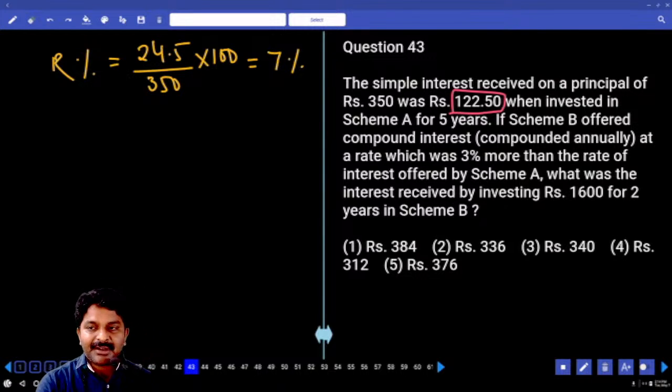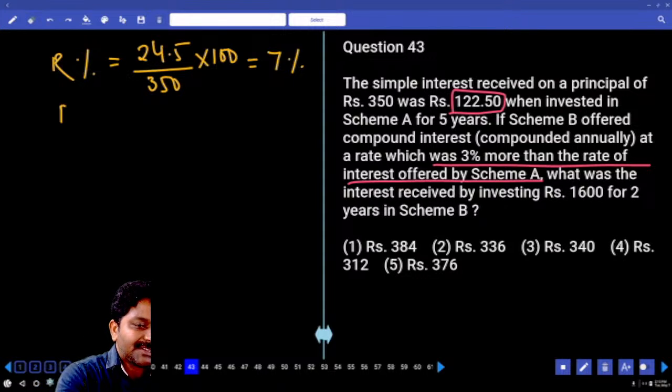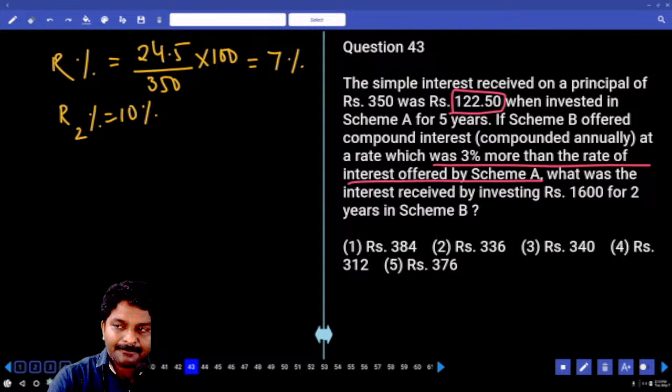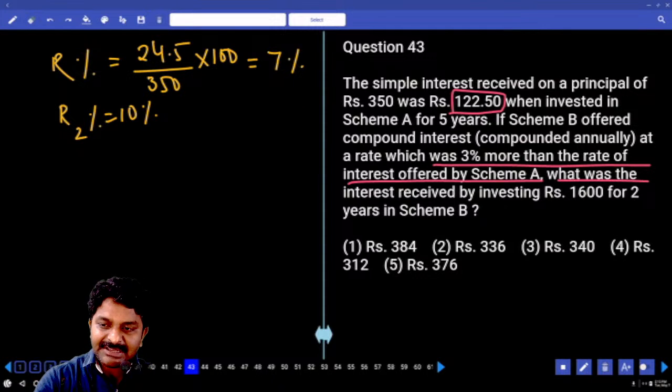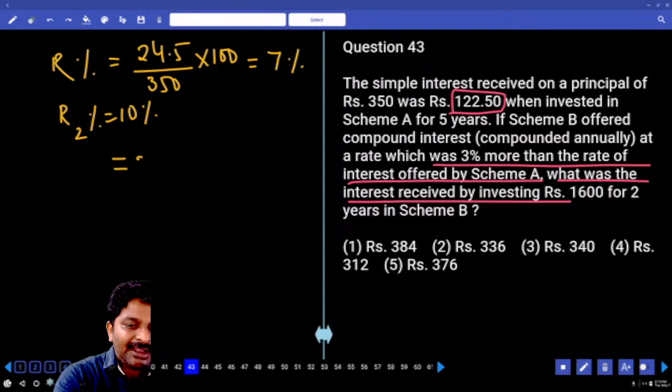If scheme B offered compound interest at a rate which was 3% more than the rate of interest offered by scheme A, the new rate of interest R2 is equal to 10% per annum. Correct? What was the interest received by investing 1600 for 2 years in scheme B? Compound interest for 2 years at 10% per annum is 21%. So we need to calculate 21% upon 1600, which is 21 into 1%, 16.